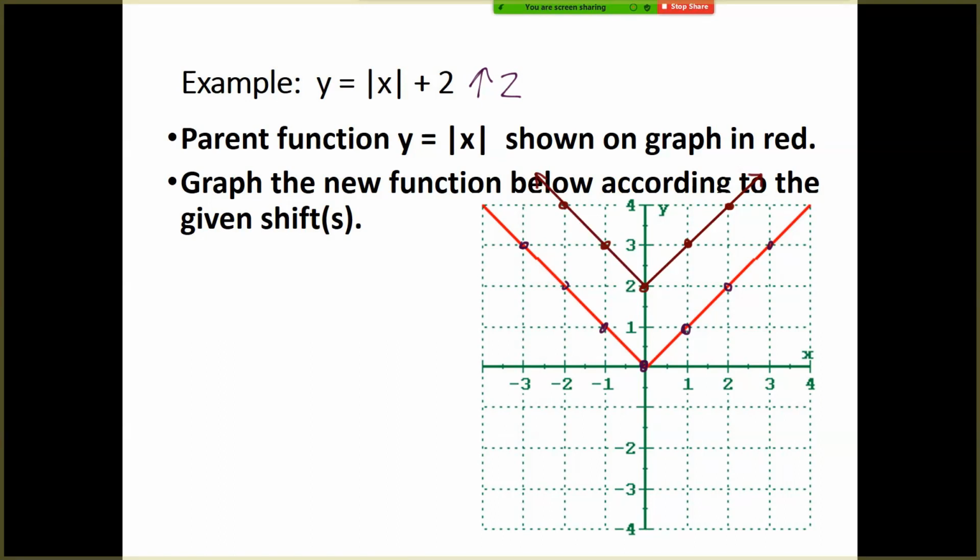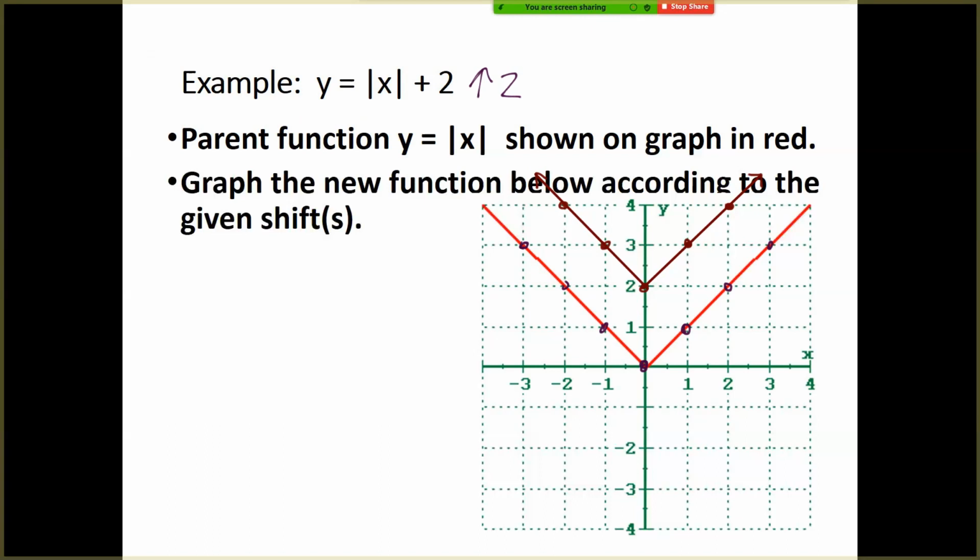So here in burgundy, up top is the new function. It should look exactly the same as the original. It's just been picked up and moved up 2. So I shouldn't start with an absolute value and end up with a quadratic or anything crazy like that. So we just picked this red line up, the whole thing, moved it up 2 units. That's all we're doing. We're just moving it up 2.